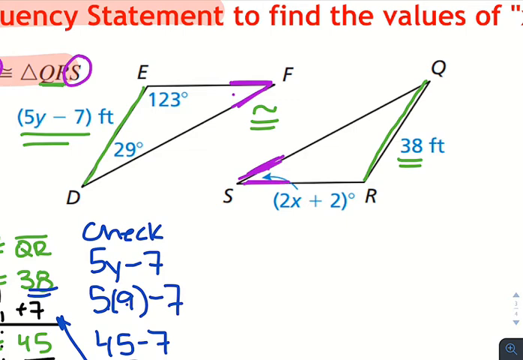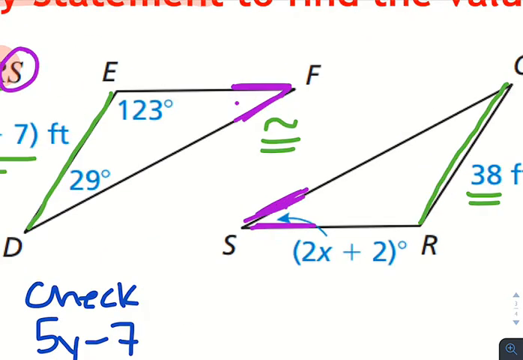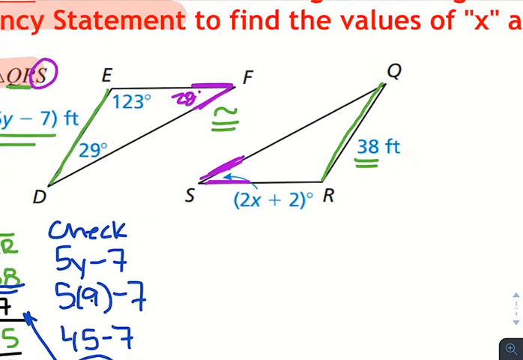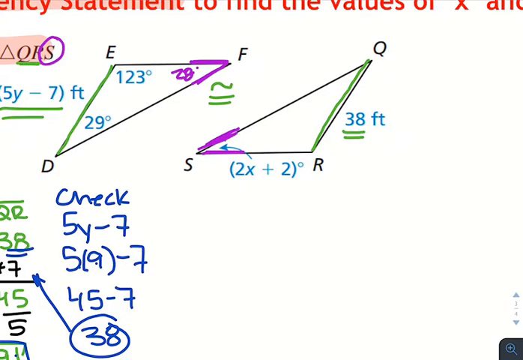And so, if we take 180 degrees, we subtract off the 123, we subtract off the 29, we're left with this value being 28. Okay. And so knowing that these triangles are congruent and those are corresponding, we can then conclude that angle F has to be congruent to angle S. And so this is us figuring out those corresponding parts.